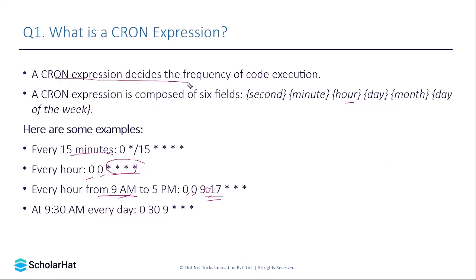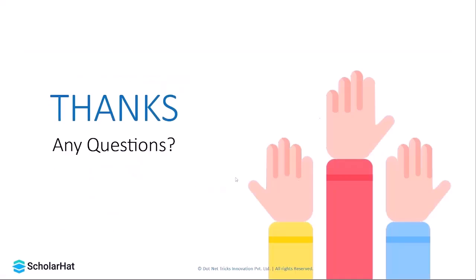So the cron expression is very important in any kind of trigger, because with the help of a cron expression, we can simply decide what the frequency of our code execution is in the case of an Azure function.